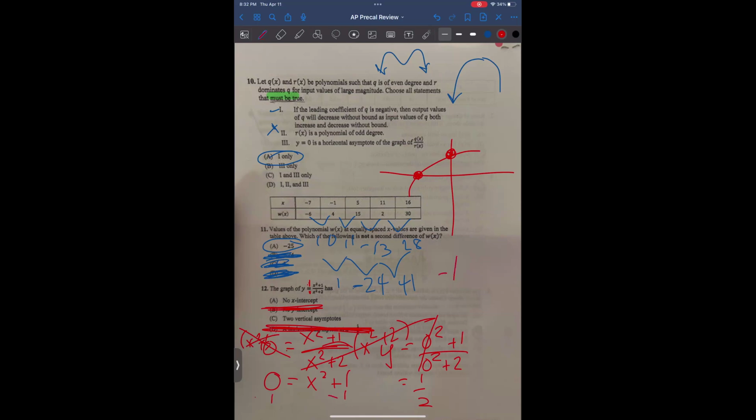Little flags should be going off in our heads. What is happening here? You have to find the square root of a negative number. And does that work out? No, it's imaginary. Therefore, no x-intercepts. Let's circle it. No x-intercepts. Does that make sense? Yeah. And then if I wanted to find the vertical asymptotes, how would I do that?